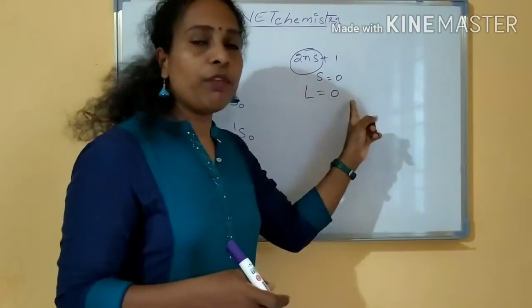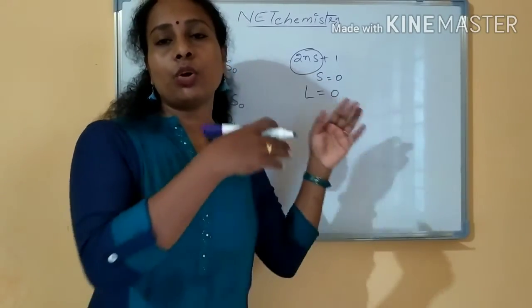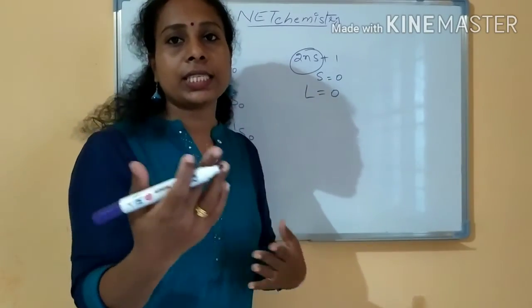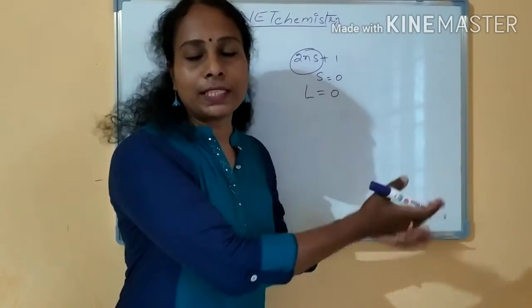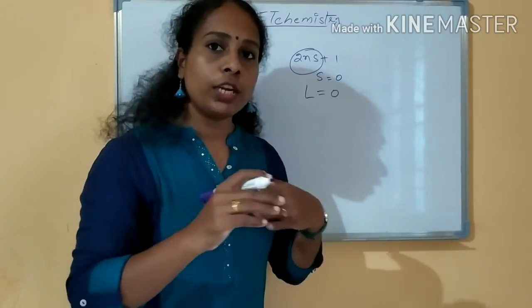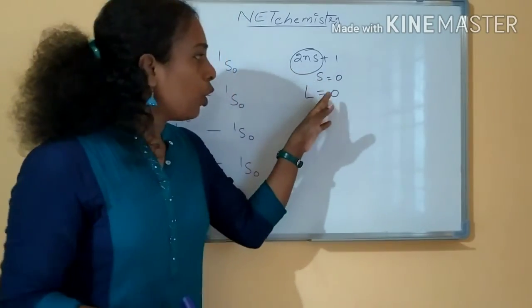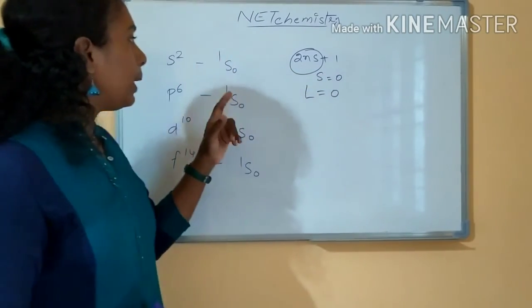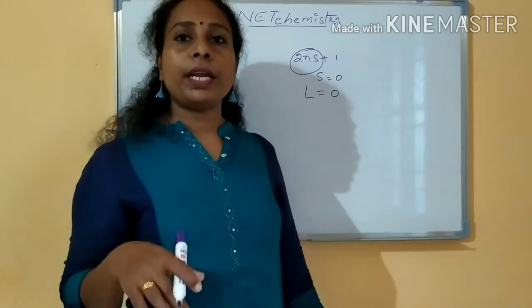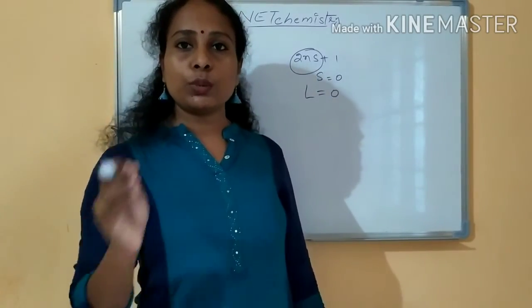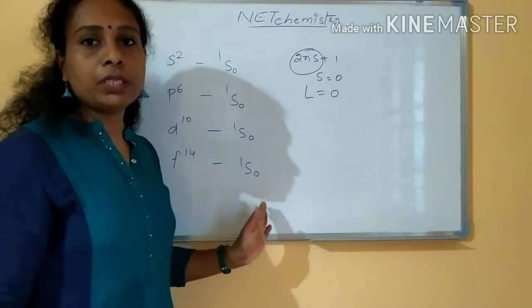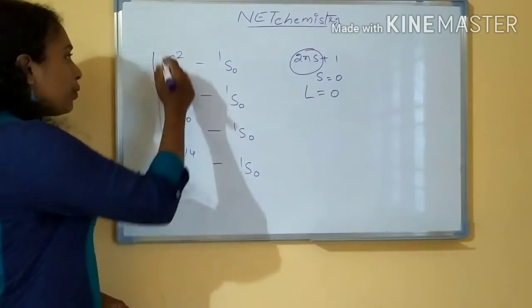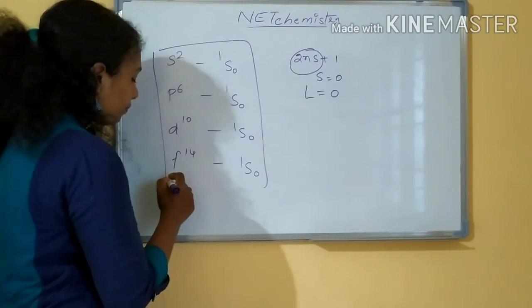And the L value will be 0. Why will the L value be 0? All the L values cancel each other, minus values to plus values, so if you add up all the L values they cancel, and L is equal to 0. And if there is no unpaired electron, there is no spin, so S is equal to 0. With L equal to 0 and S equal to 0, obviously the J value will be 0.